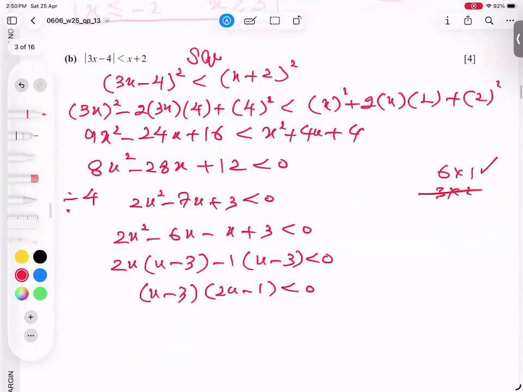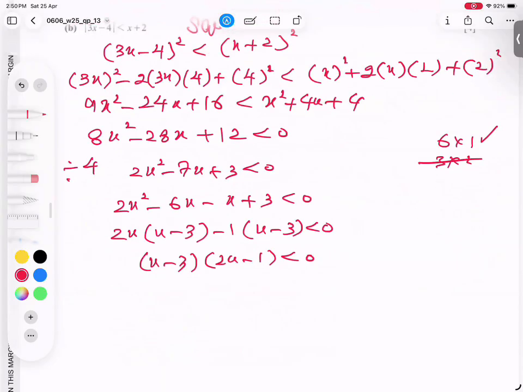So we are getting two answers. Again, I will make a bell shape. Again, I will get 3 and positive half. Half is smaller, 3 is bigger. How to read this as closer? It means inside. So it means the x value is less than 3 and more than half.